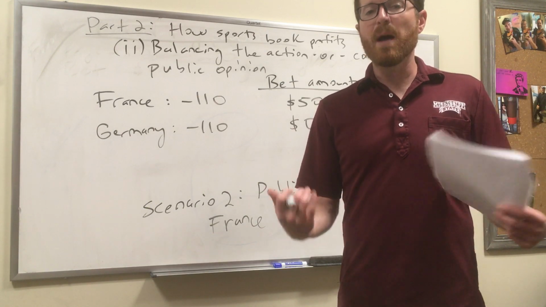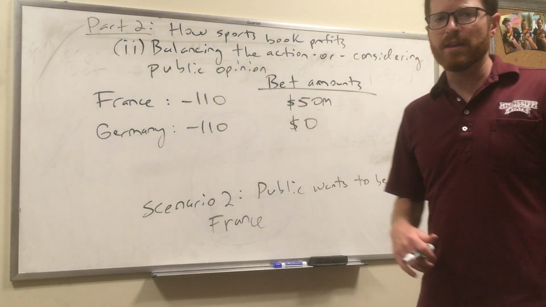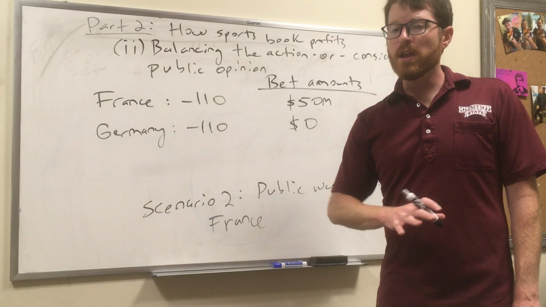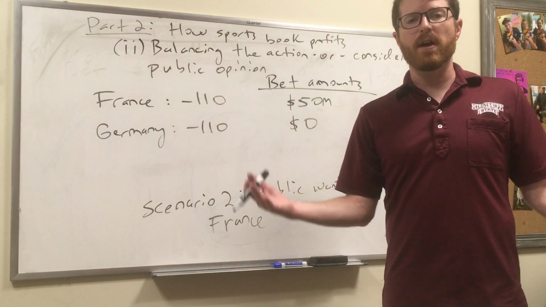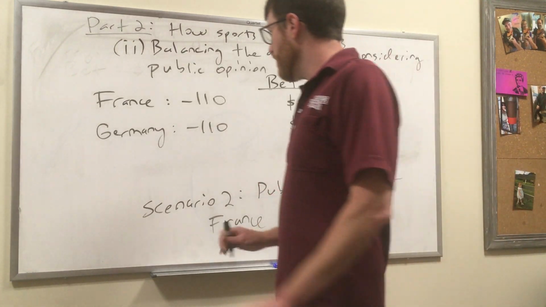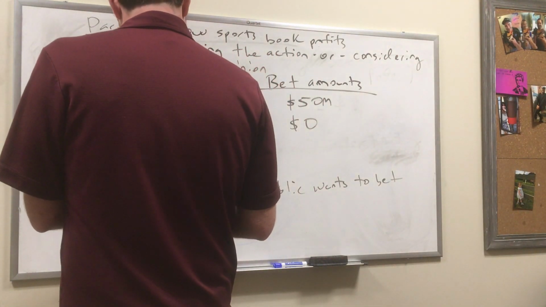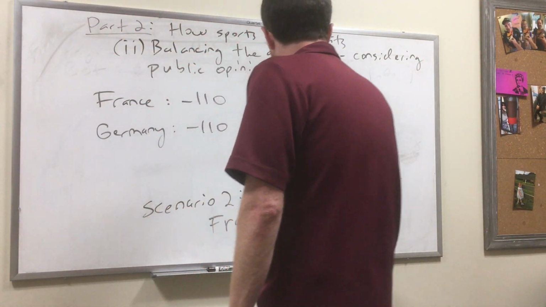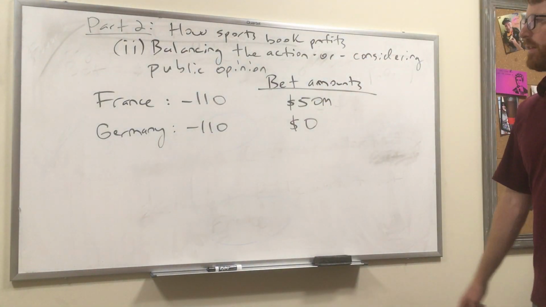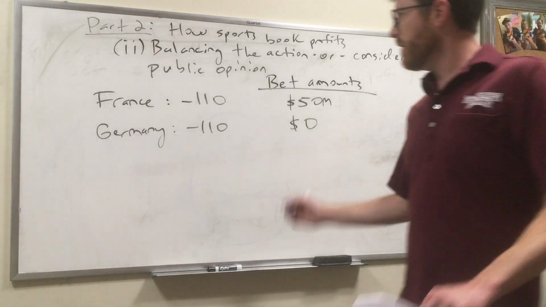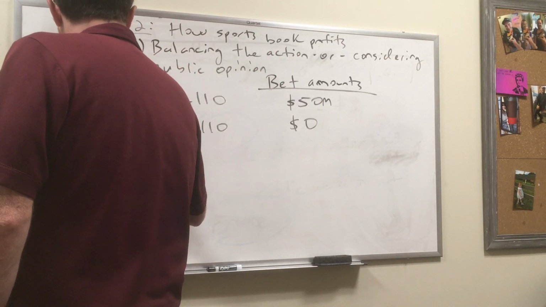The sportsbook's very opposite from that. If they have bets set up like this, the casino's occasionally going to lose huge amounts of money and occasionally win huge amounts of money. And they don't really want that volatility. So think about what they would need to do. They've been hammered by bets on France. So what they're going to do is adjust this.